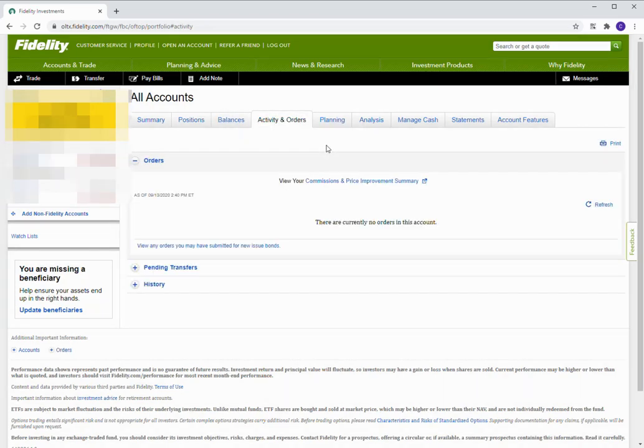In your activities and orders, it lets you know of any orders you have. So if you did put in an order for some shares, and they're waiting to execute, you'll see them here in the activities and orders tab.